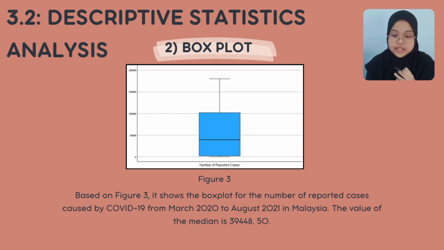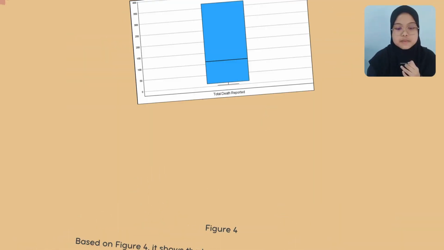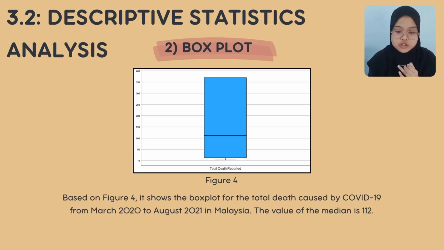The value of the median is 39,448.50. Next, based on figure 4, it shows the box plot for the total death caused by COVID-19 from March 2020 to August 2021 in Malaysia. The value of the median is 112.